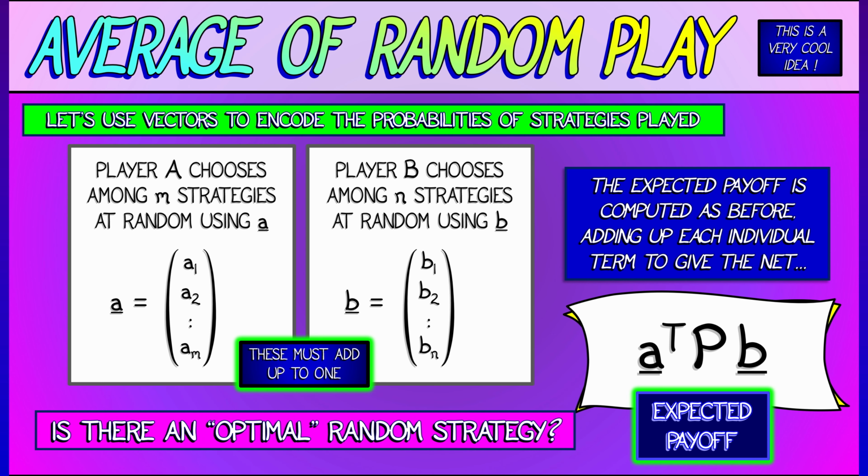And the question that we are left with: is there an optimal random strategy? What choices of probability vectors A and B maximize A's expected payoff, maximize B's expected payoff? Now we can get started.